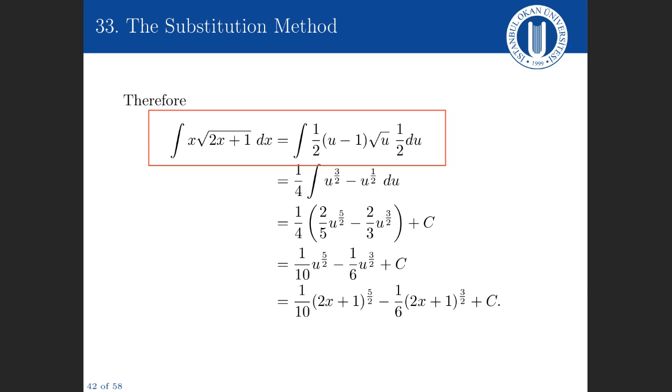And this is now an easy integral because this is equal to a quarter integral of u to the power of 3 over 2 minus u to the power of a half du. I would leave for you to check that the answer to this problem is 1 over 10, 2x plus 1 to the power of 5 over 2, minus 1 over 6, 2x plus 1 to the power of 3 over 2 plus c. Pause the video or read your lecture notes and check that you're happy with this calculation.